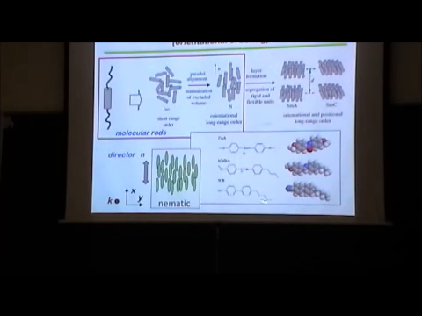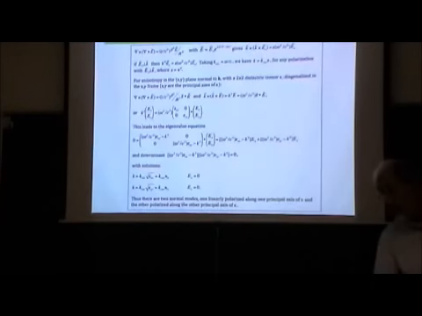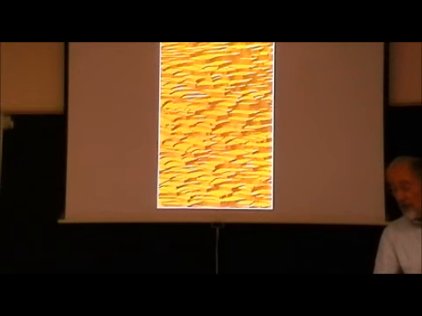Then 5CB is another room temperature nematic. MBBA has this Schiff base linkage connecting the two rings together. This molecule will combine with water to make two halves. So it hydrolyzes, it's chemically unstable. 5CB, on the other hand, is very chemically stable.